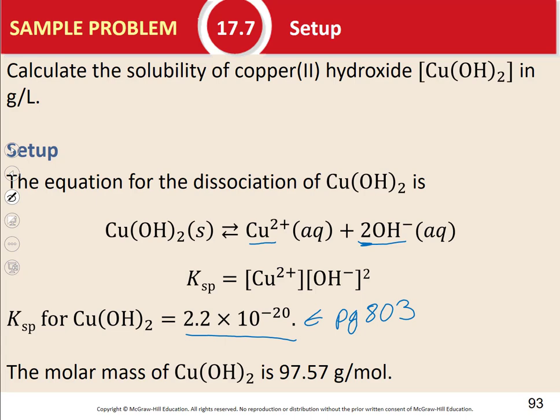Yes, it definitely matters. It matters both in the ICE table and in writing the equilibrium expression, because equilibrium expressions contain stoichiometry. When I go to write the equilibrium expression, it's the products, so copper and hydroxide, but I have 2 hydroxides, which means I'm going to square the hydroxide. So the stoichiometry affects it in 2 different places: number 1 in the equilibrium expression, number 2 in the ICE table. But you understand why that's the equilibrium expression before I go ahead and make our ICE table.